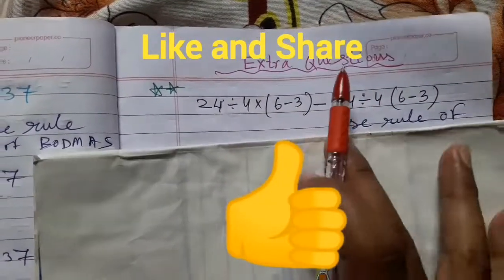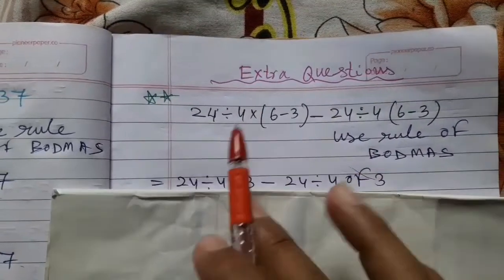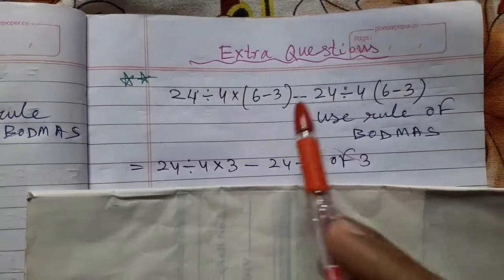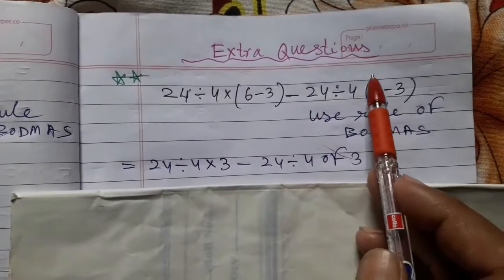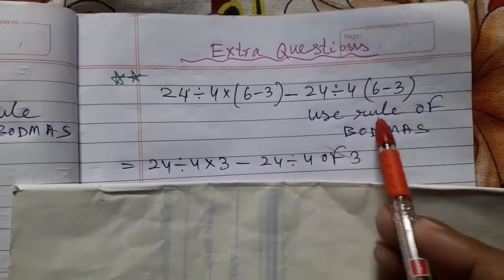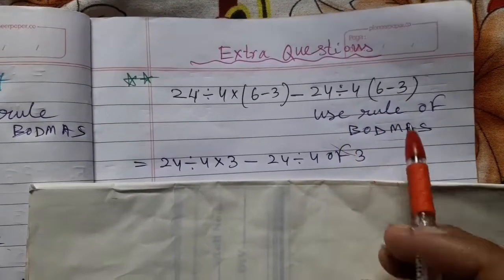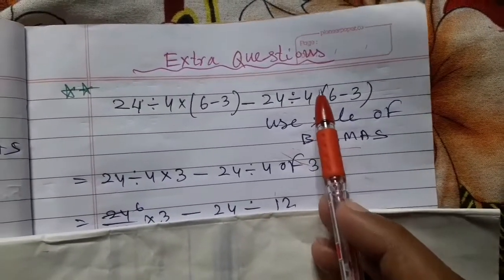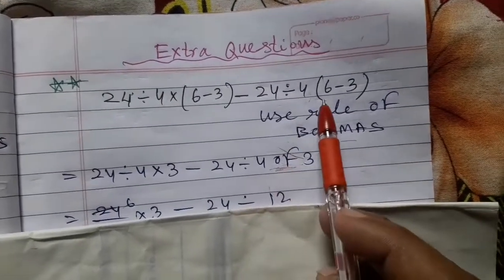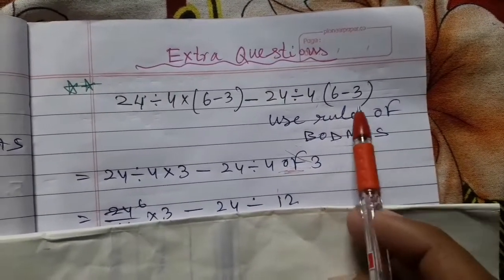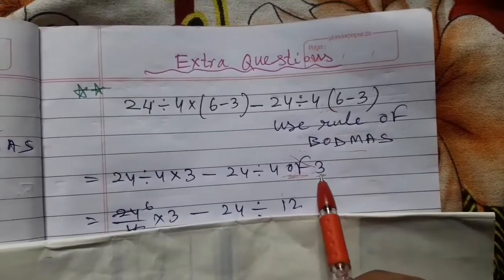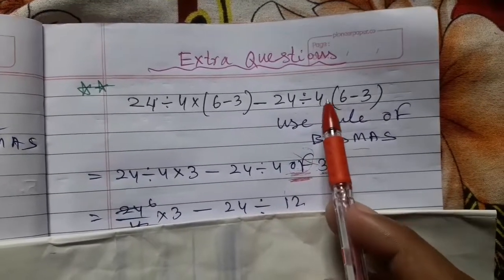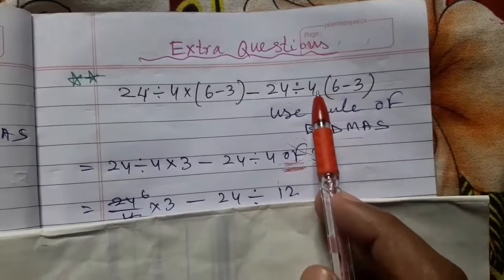Extra question. I have an extra question, a very good question. Check: 24 divided by 4 multiplied by 6 minus 3, that is 24 divided by 4 bracket 6 minus 3. Use the rule of BODMAS. There is no sign, which means multiply, which means of. Clear? First of all, work the bracket first. 6 minus 3 is 3. No sign means there is an of, not a multiply.